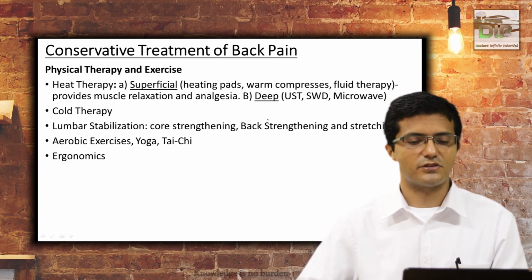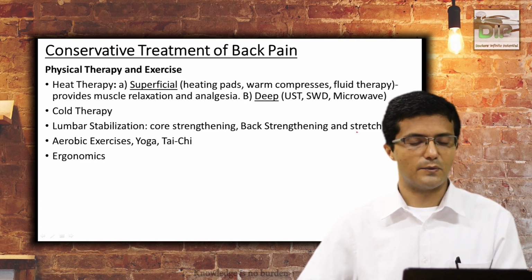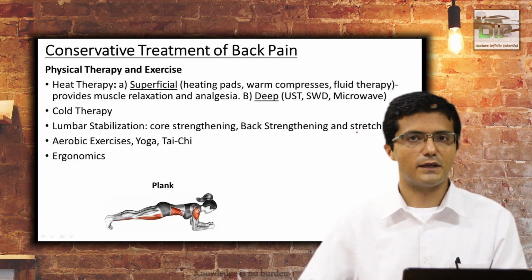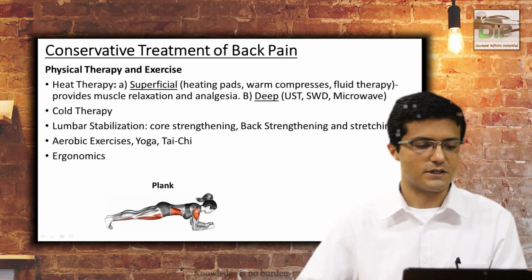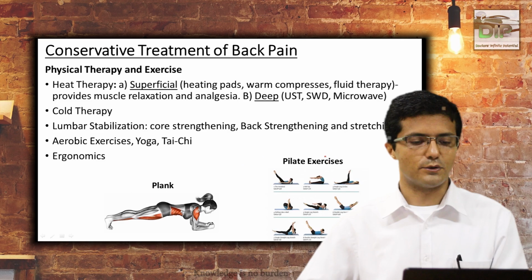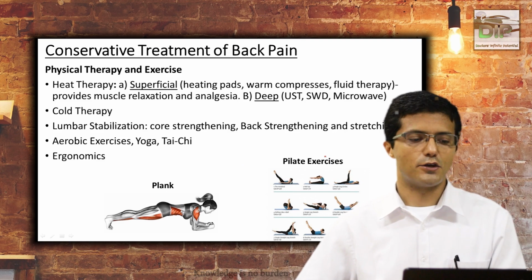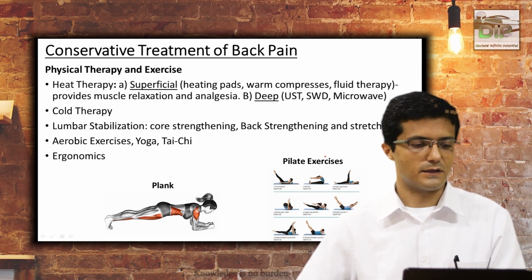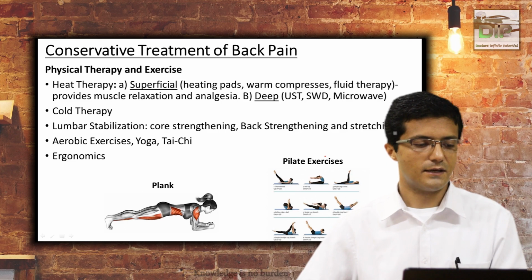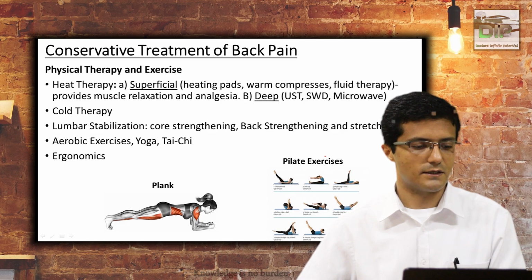The lumbar stabilization exercises, especially the core strengthening and the back strengthening exercises, along with the stretching of these muscles, can be done in these patients in the long run. The exercises most commonly done and very useful are the plank, which helps to strengthen the core, and the different Pilates exercises, which help to strengthen both the core and the back muscles. The aerobic exercises, yoga, and tai chi, which is common in China, are also found to be quite helpful in these patients with back pain.